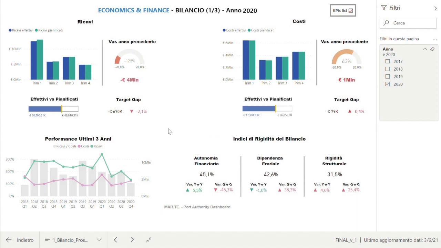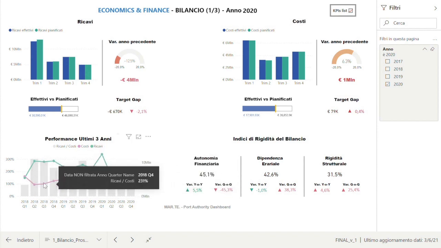Let's focus our attention on the bottom left of the window. This graph shows the performance of costs and revenues and their ratio over the last 3 years, by showing through a line graph the revenue performance in green, a violet line graph the performance of costs, and a gray bar chart for each quarter, the ratio revenues to costs.